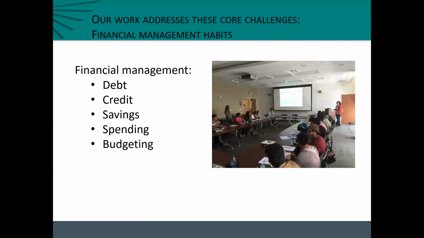A lot of the work that we do here, again, was focused on our students and ensuring that we are able to provide opportunities for our students. Our work addresses the core challenges of financial management habits. Financial management and the subcategories: debt, credit, savings, spending, and budgeting. These are common topics for working professionals, but in our community, it was an area that was lacking. We noticed in our student community, there was not much conversation around this. And with this, we connected with ATD to develop a program, what we call our financial wellness program, to share this information with students.